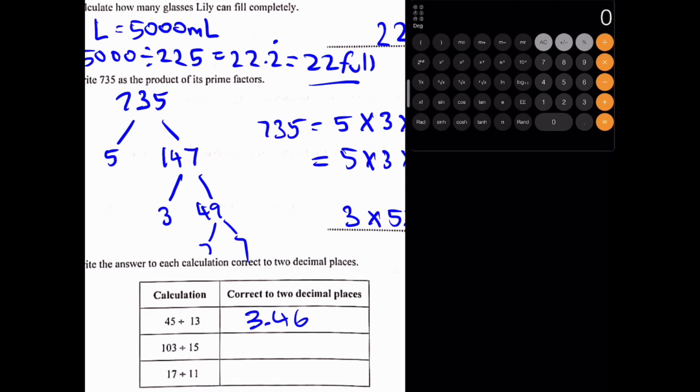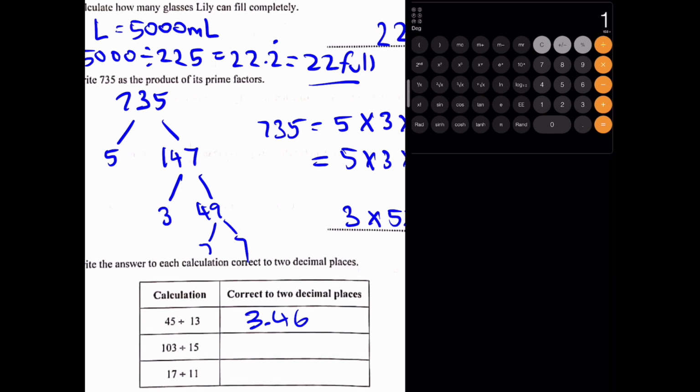103 divided by 15. Let's write that. 103 divided by 15 is 6.8666 and so on. So that makes 6.87 because 6 is greater than 5. 17 divided by 11. Let's divide it. That will equal 1.5454 and so on, and that will be 1.55. Why is it 1.55? The third digit is a 5, so you add 1 to the second decimal place. That's 1.55. So that's this question.